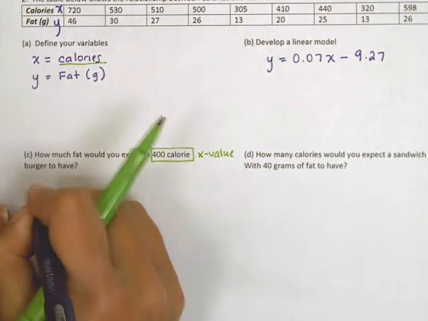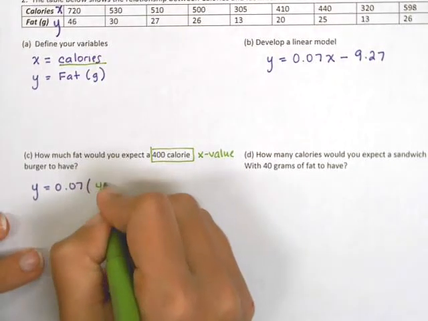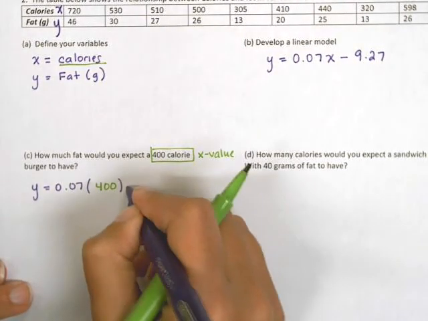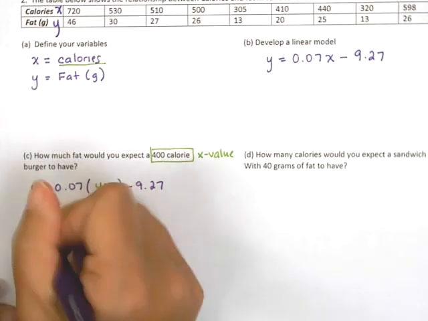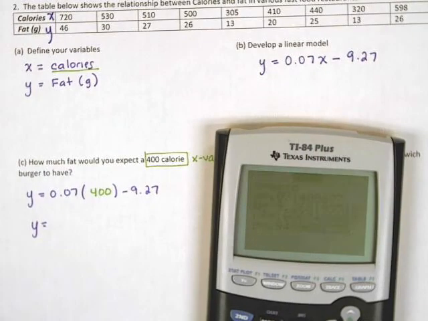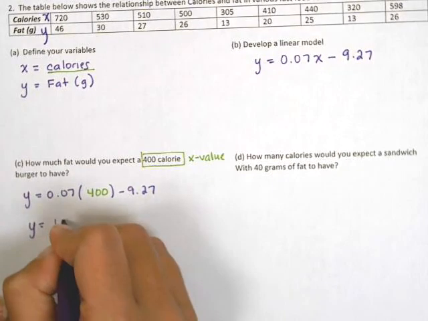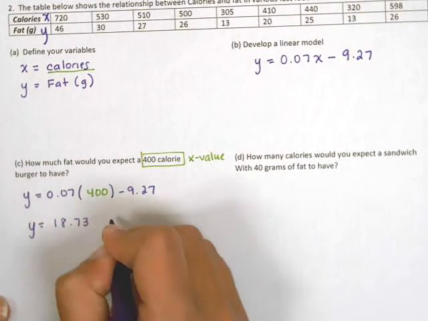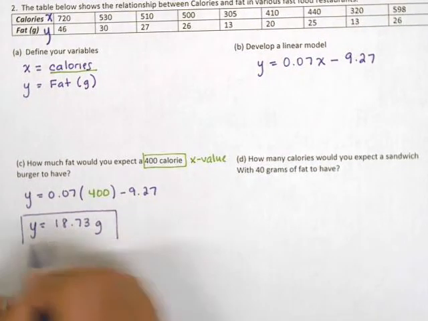So I'm going to have y equals 0.07 times 400 minus 9.27. And if I type that into my calculator, 0.07 times 400 minus 9.27, I get 18.73. And since fat here is measured in grams, I would put grams for my units on my answer.